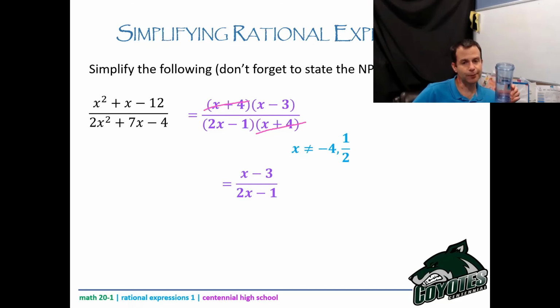Now, be careful. Lots of kids will say, oh, that means I don't need to have this -4 as an NPV anymore. Yes, you do. NPVs don't go away just because you simplify the question. The original question was this, and in there, -4 and 1/2 are no bueno because they will cause a 0 on the bottom. All right, good work.